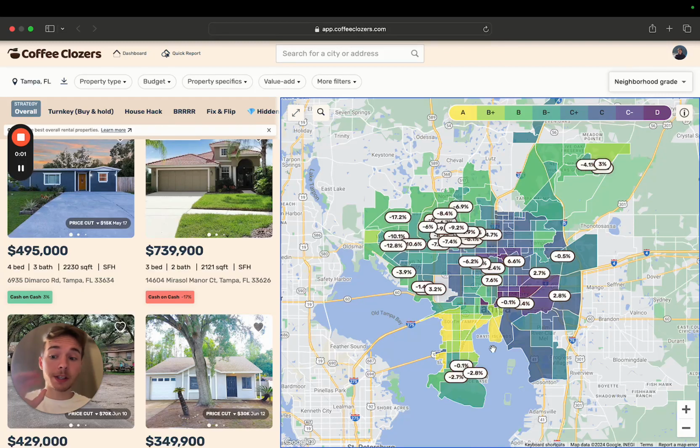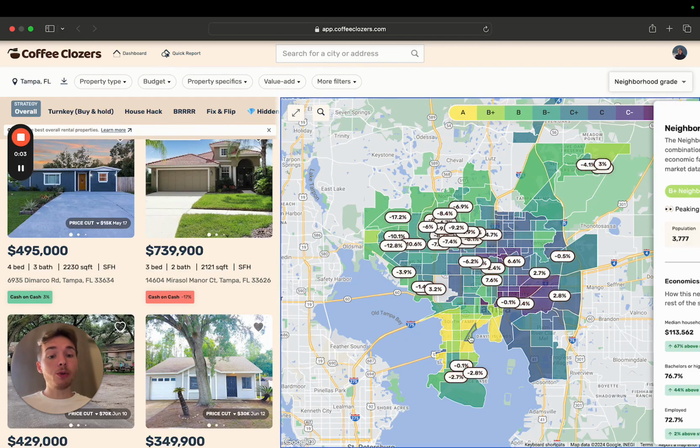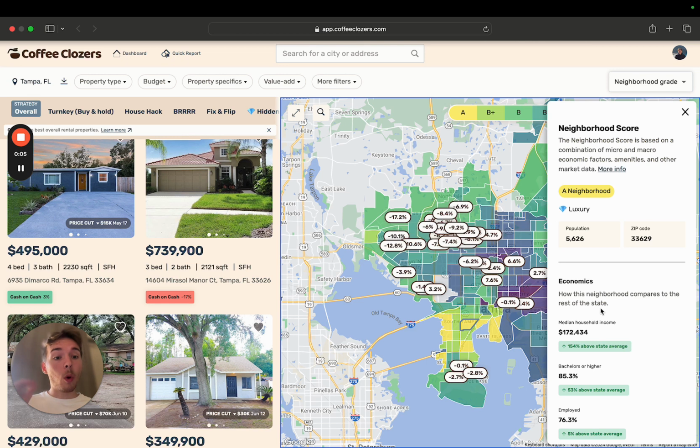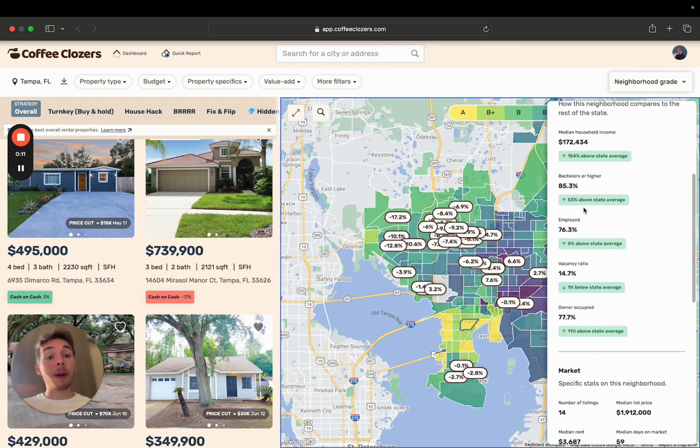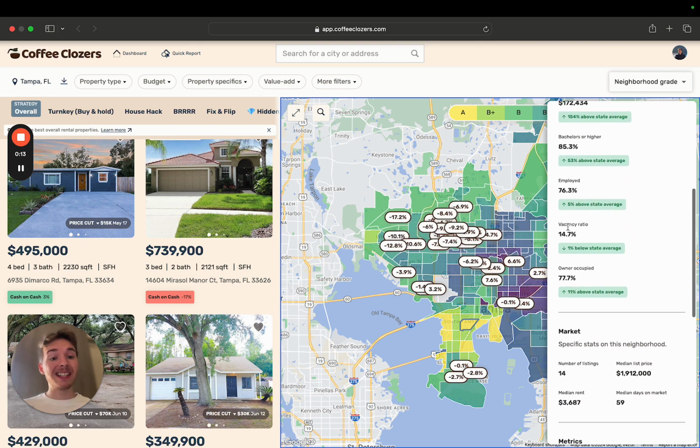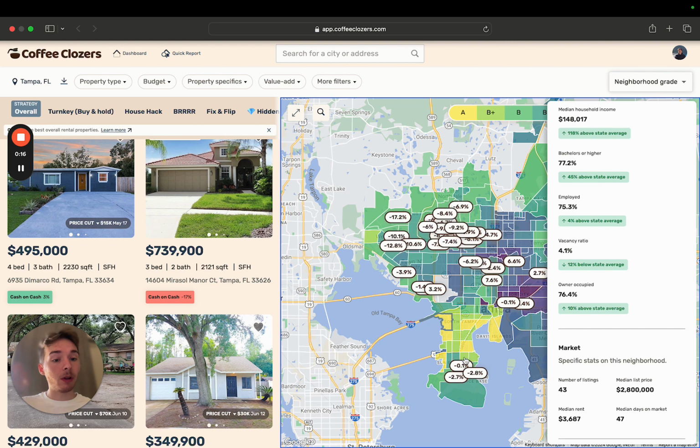A lot of people ask us how we build our heat maps, and it's really using two different data sources. One is macroeconomic data, so basically looking at data from the US Census Bureau, looking at things like median income, employment statistics, education statistics, vacancy rates at the neighborhood level, and then comparing that information to the state averages.